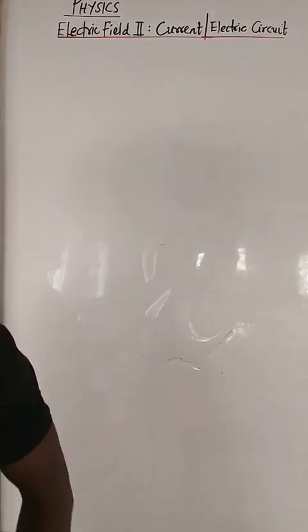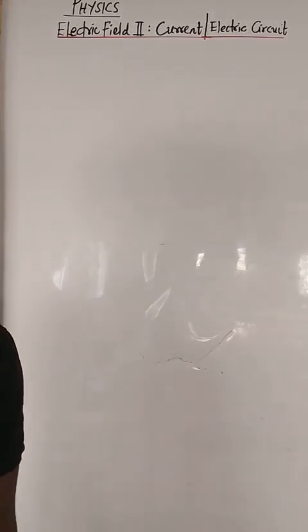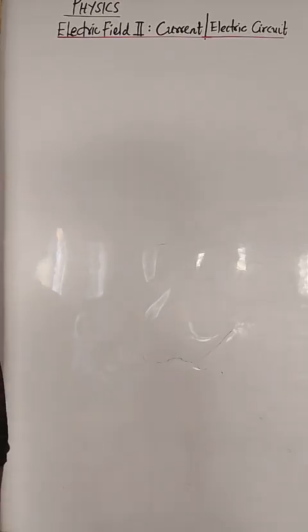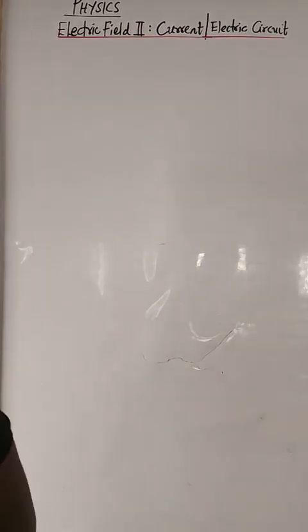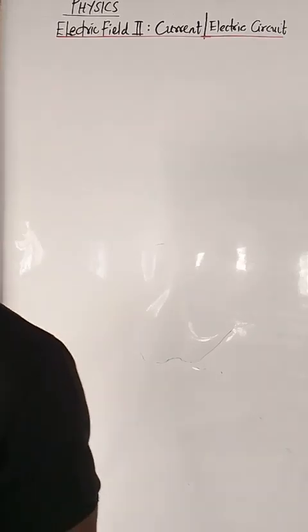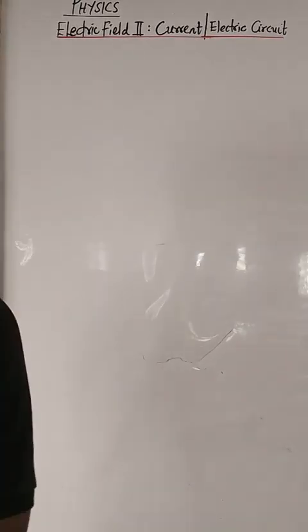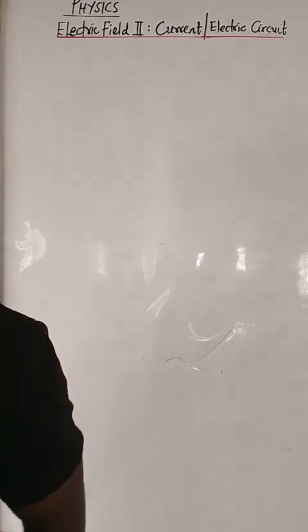We already talked about electric field, region around a charge where electric force can be felt. But charges are not useful when they are static. So what we did last class is static electricity. But when charges are moving, that's what we call current. The rate at which charges flow is what we call current.